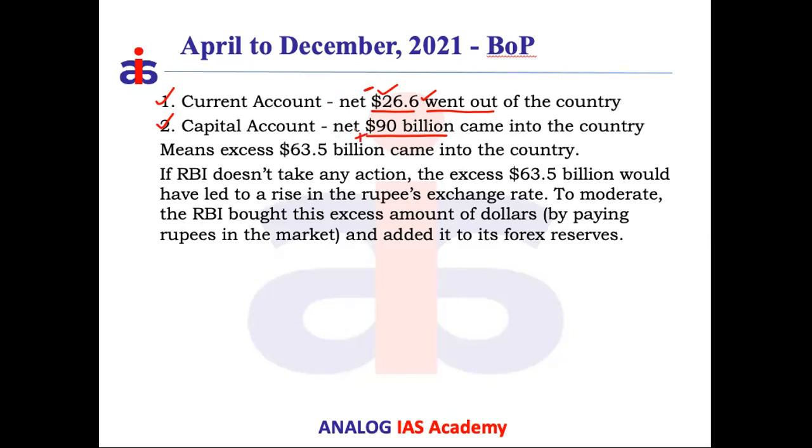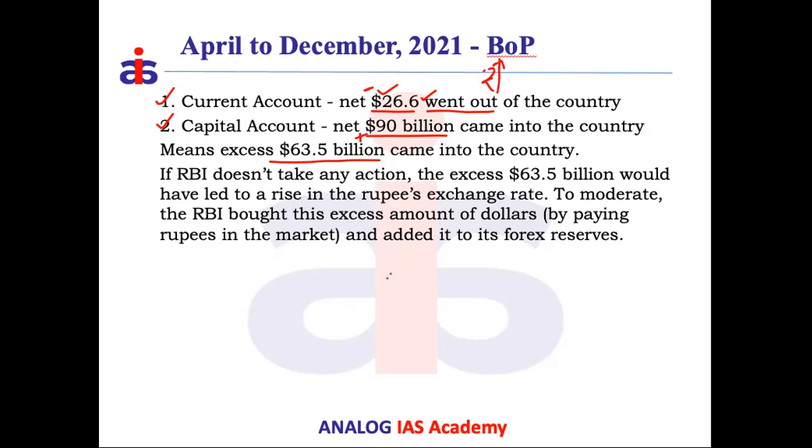So what is the net balance of these two? The net balance of these two is that the Indian economy as such has received $63.5 billion. That means in the Indian forex market during this period, there is more demand for rupees compared to dollars. So in that scenario, if RBI is not intervening, if RBI is not taking any step, then what will happen? Definitely, the rupee value will appreciate.